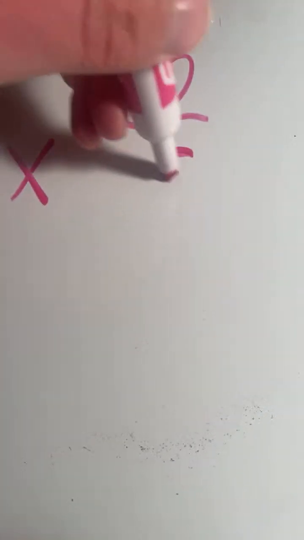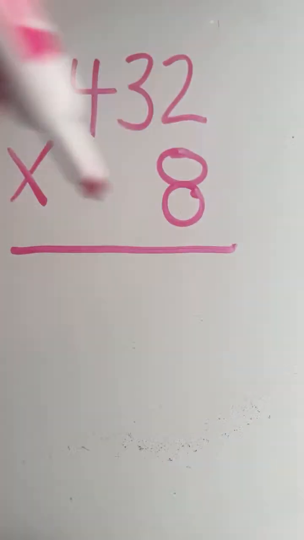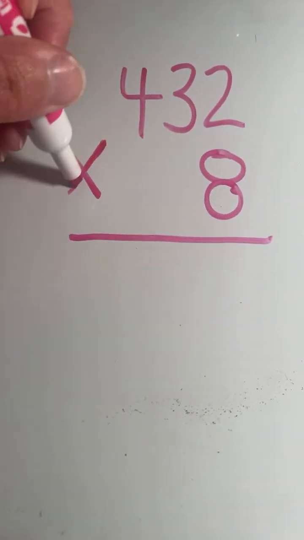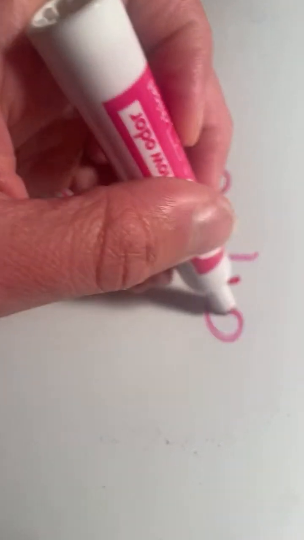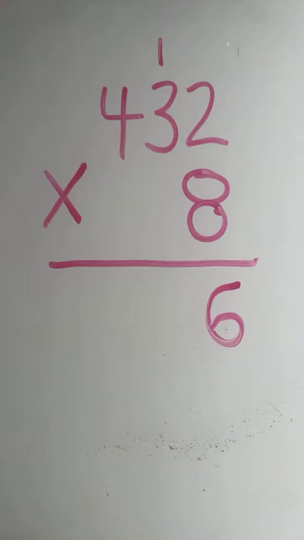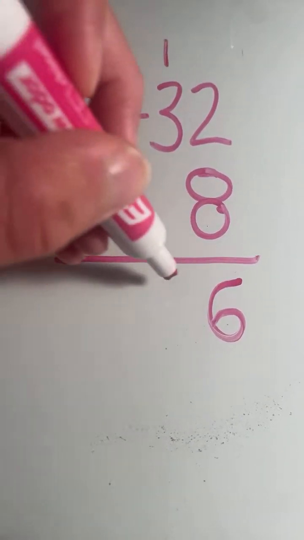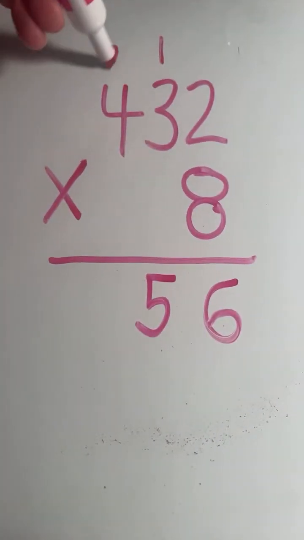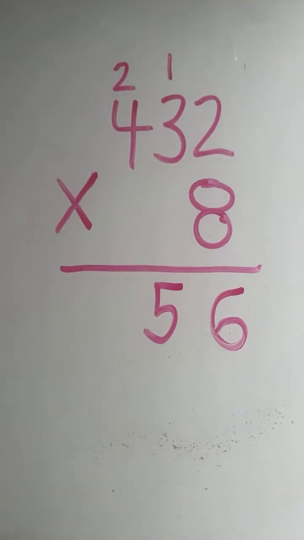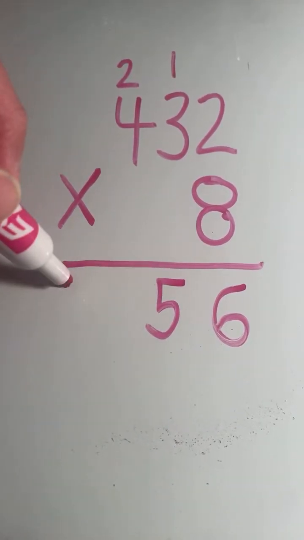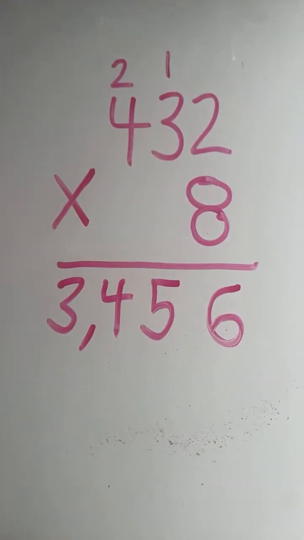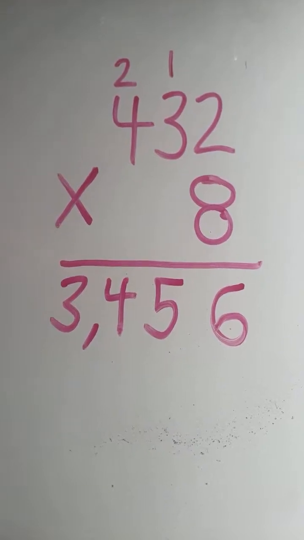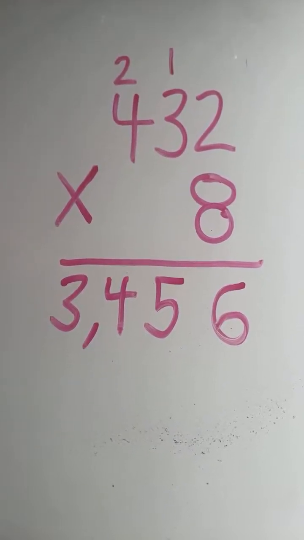432 times 8. 2 times 8 equals 16. 6, carry the 1. 3 times 8 equals 24, plus 1 is 25. 5, carry the 2. 4 times 8 equals 32, plus 2 equals 34. And we have our final answer. 432 times 8 equals 3,456.